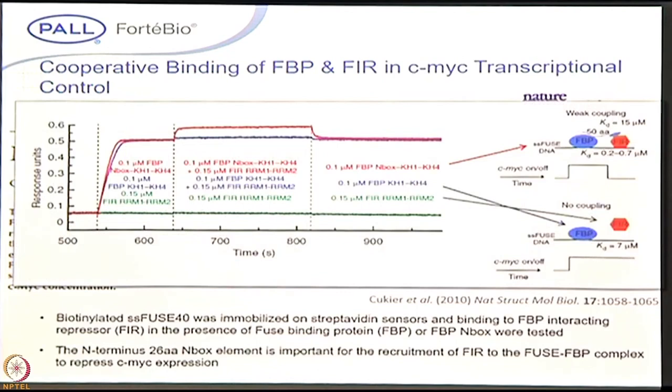In this experiment, he biotinylated the FUSE 40 DNA, immobilized it onto the streptavidin sensor, and then performed the binding of the FIR. So in the presence of the FBP protein, only then the FIR is binding. Without this protein, it's not binding. So he concluded like that. It is a very important tool in basic research, where you can quickly screen those.